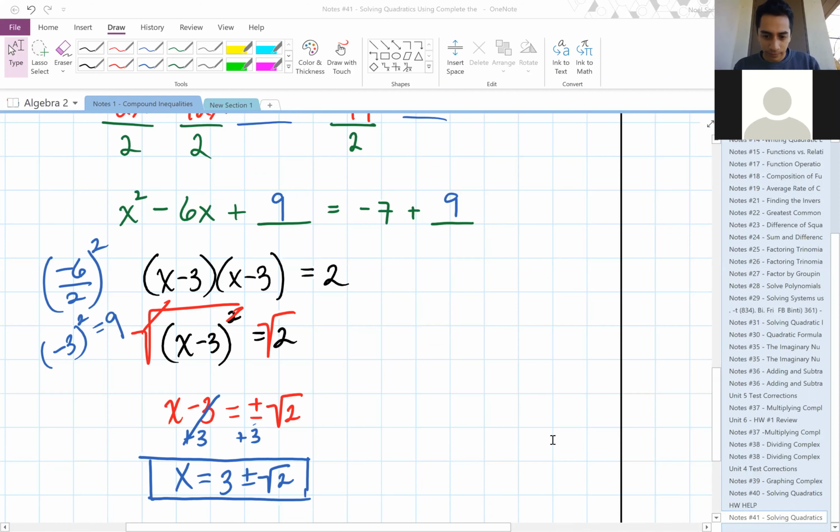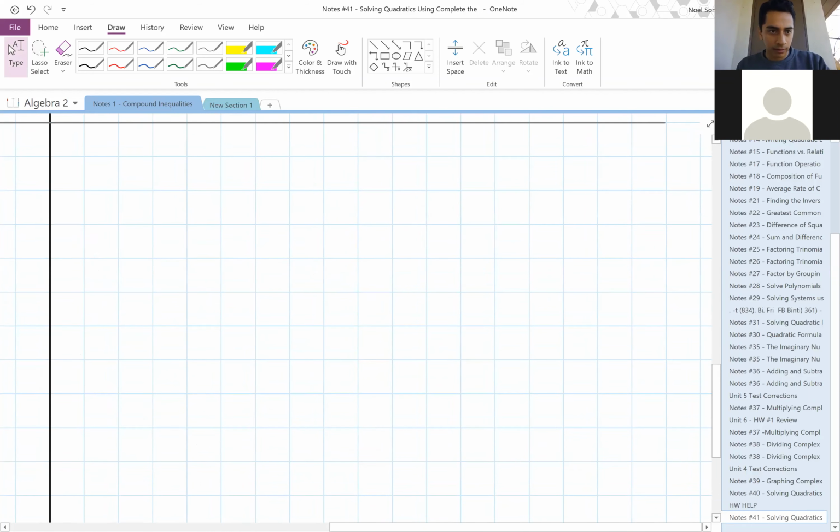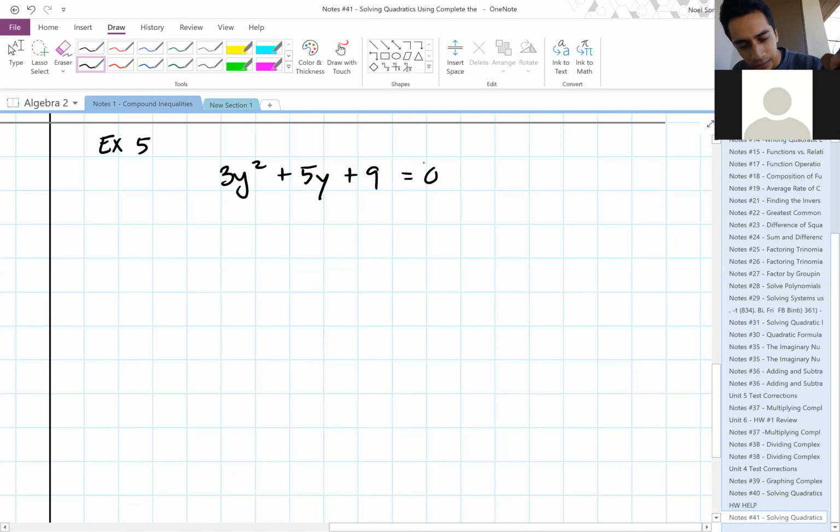All right, so example number 5. Let me pull up the problem that I want to get. Yeah, let's try something ugly like this last one here. Okay, so 3y squared plus 5y plus 9. So we've got 3y squared plus 5y plus 9 equals 0.